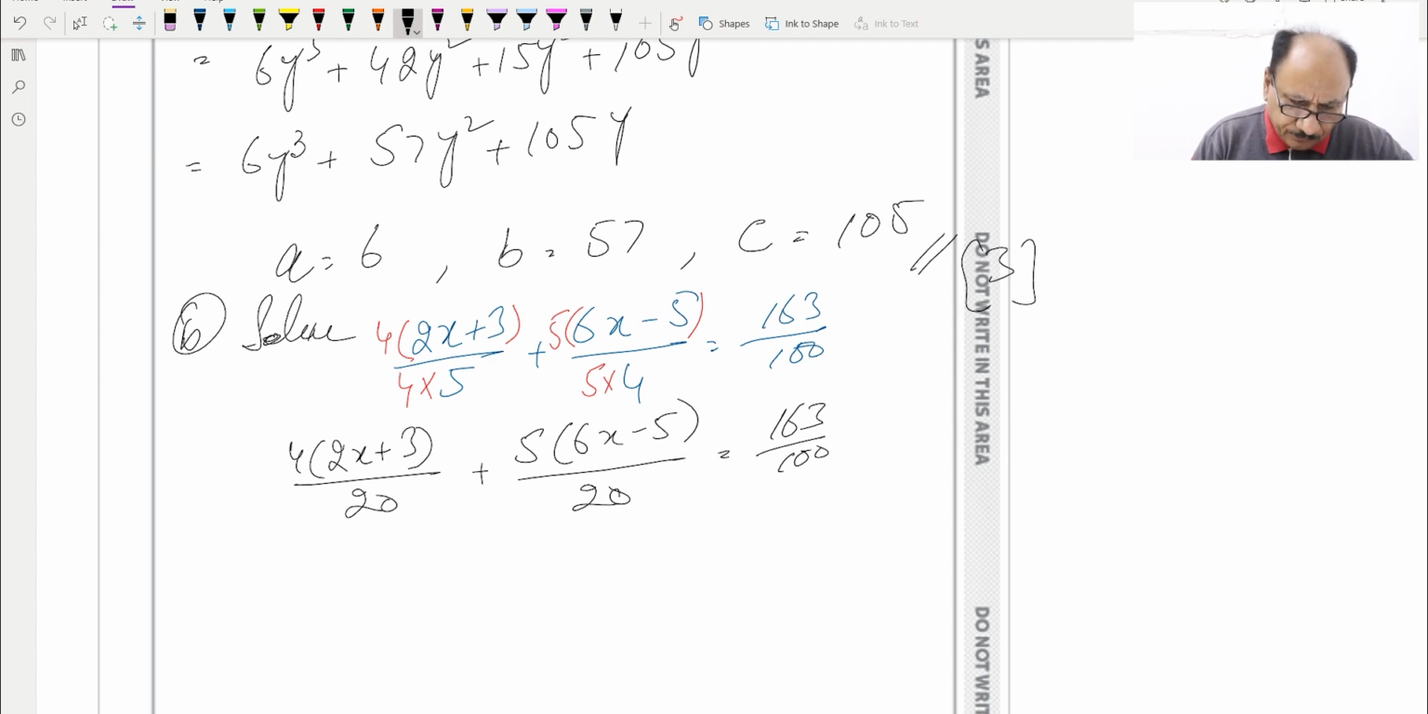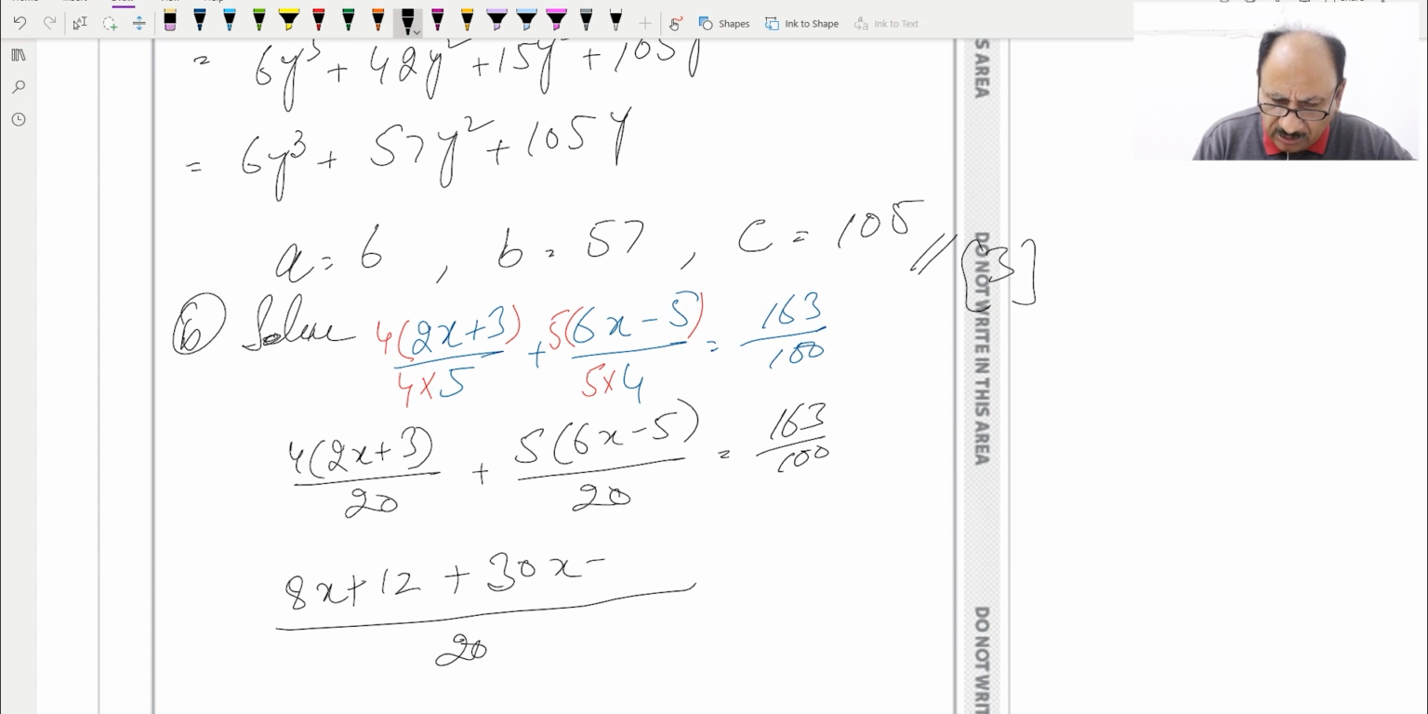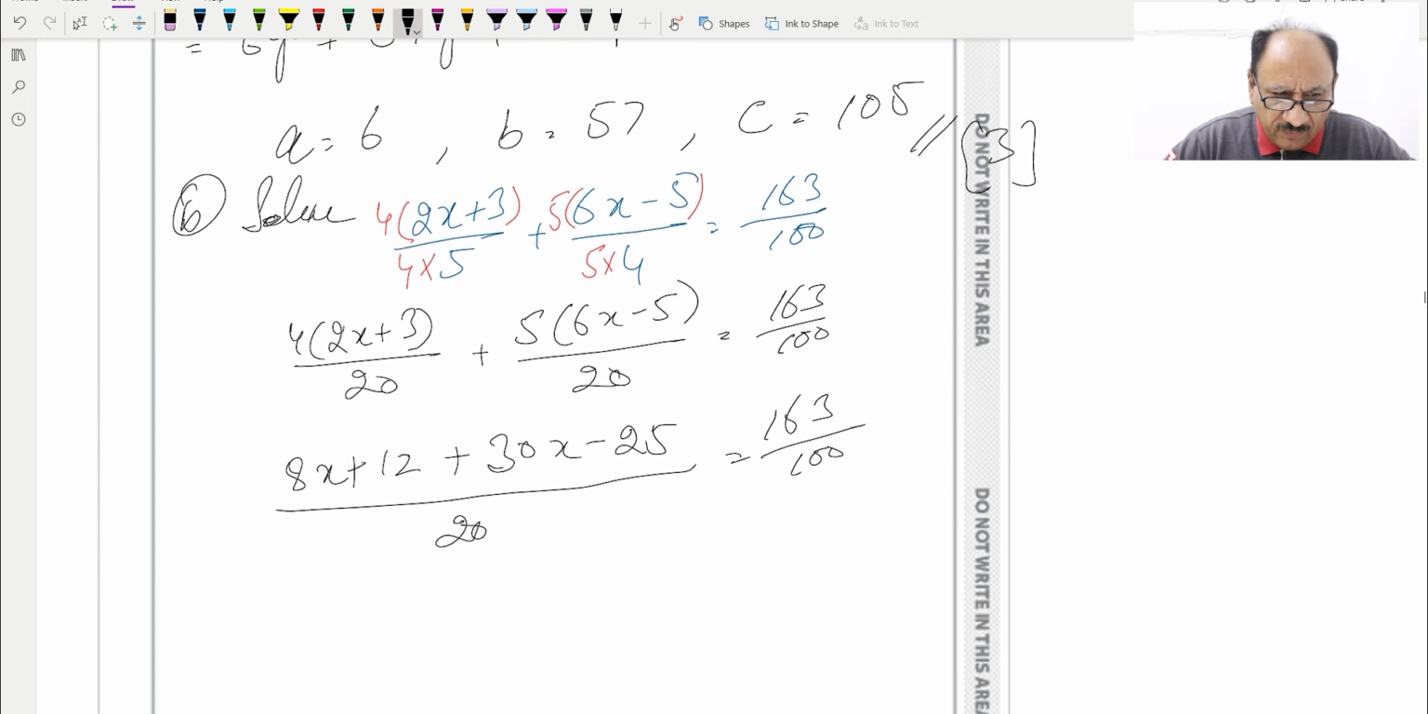And now we can add them. This will have denominator 20, and we'll open the bracket as well. So 8x plus 12, and plus 5 6s are 30, so 30x minus 25, and this is equal to 163 over 100. And now we can shift 20 to the other side, or we can put this in brackets and multiply this side by 20 and this side also by 20.